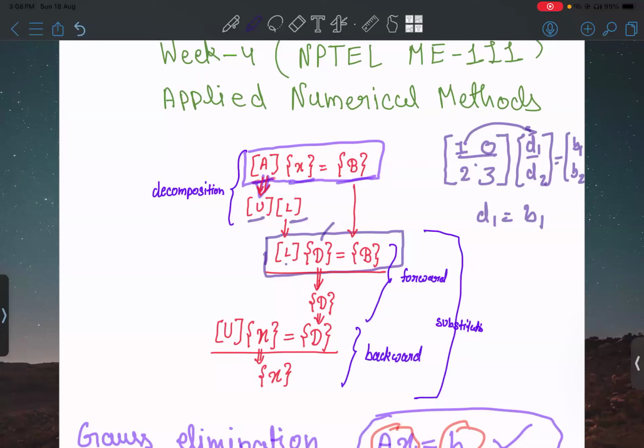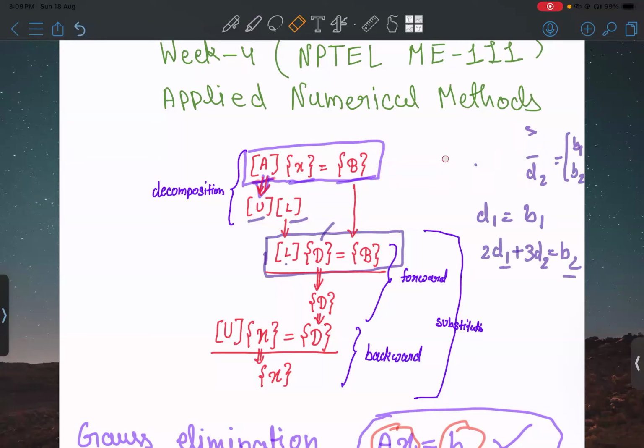Now in the second equation, what will we get? 2 D1 plus 3 D2 will be equal to B2. D1 is already known, so D2 is the only unknown. So we can solve this directly without any elimination process, only by substituting the value.